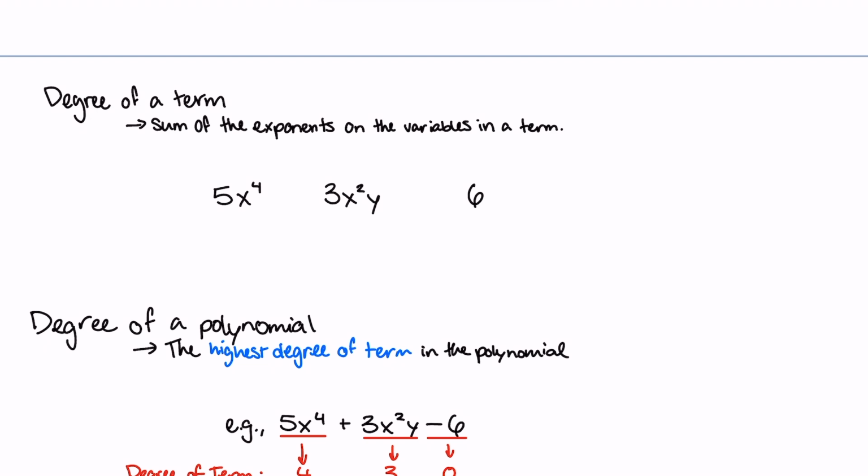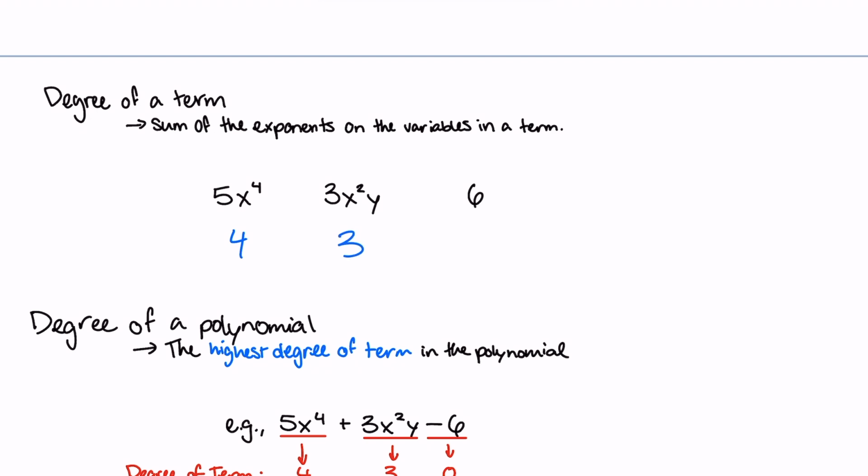For example, in the term 5x to the 4, there is only one variable, x, and it's to the power of 4, so the degree of that term is 4. In 3x squared y, there are two variables, the x squared and the y, so you need to add the exponents of both of these variables. X squared has a degree of 2, and y, which is the same as y to the power of 1, has a degree of 1. So the total degree of this term is 2 plus 1, which equals 3.